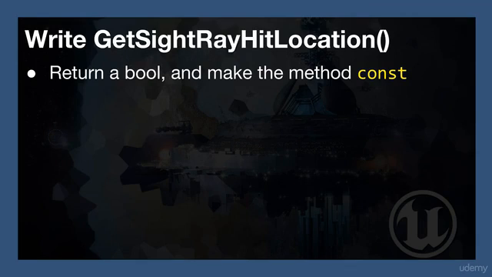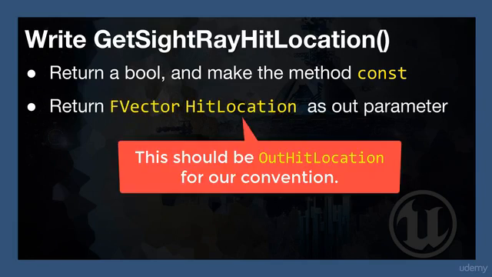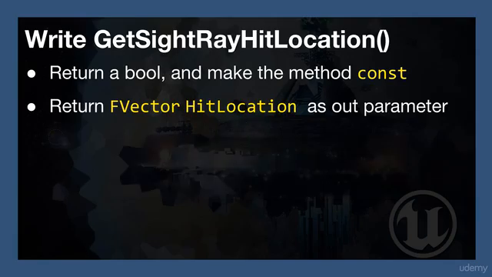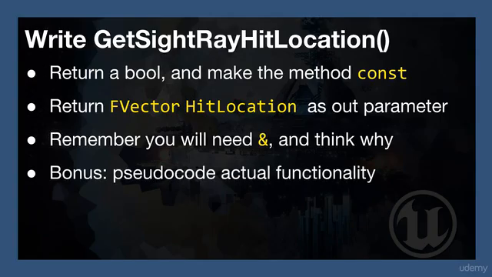So it's going to return a bool, and it's going to be a constant method because it's just going to return an out parameter. It's not going to mutate any of the member functions of this tank player controller. We want to return an F vector called hit location as an out parameter, but remember you need to use an ampersand somewhere. The reference, or is it address of, operator, depending on whether it's a prefix or postfix. Remember, towards about 2/3 of the way through, I think, Building Escape, we talk about this in the references and pointers lecture.